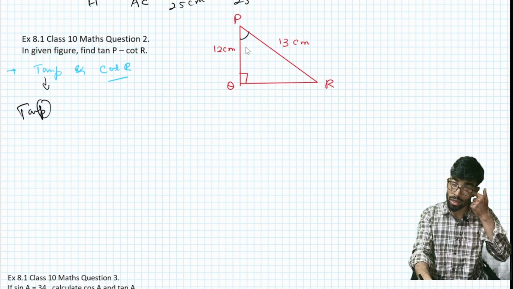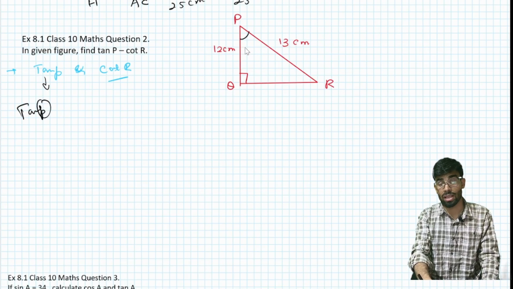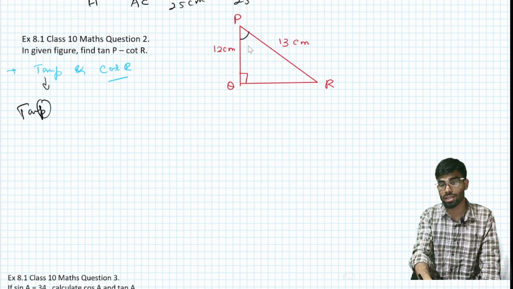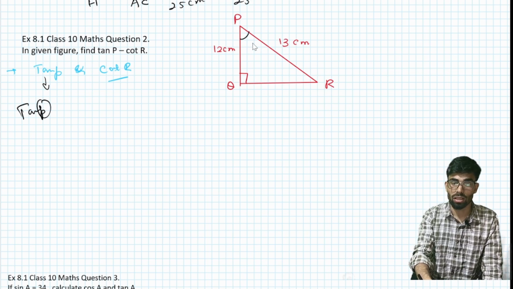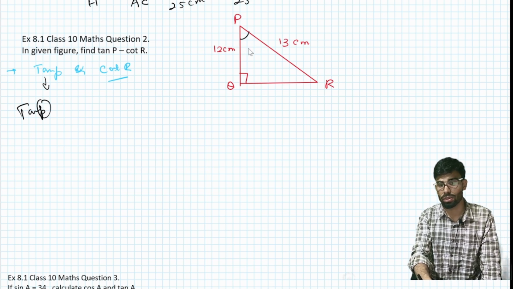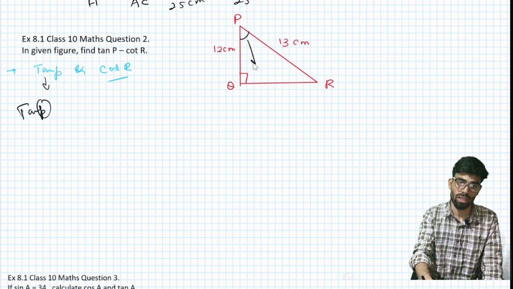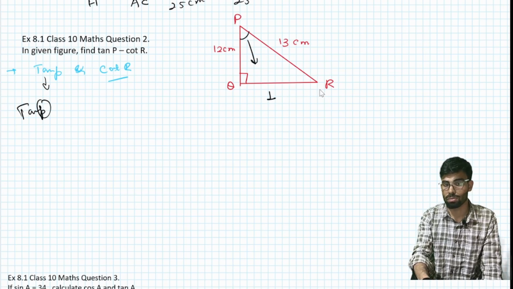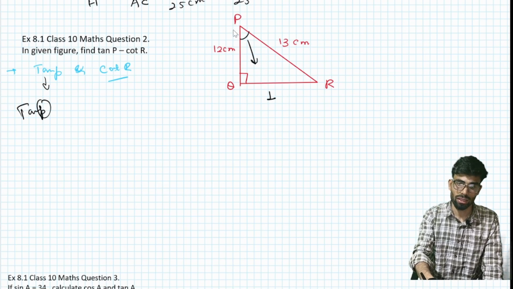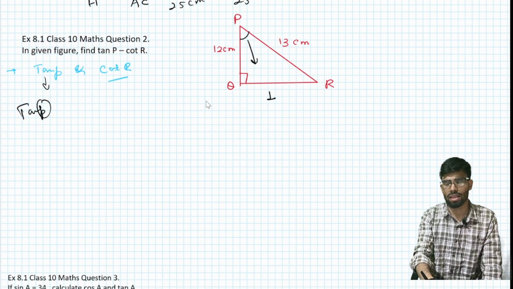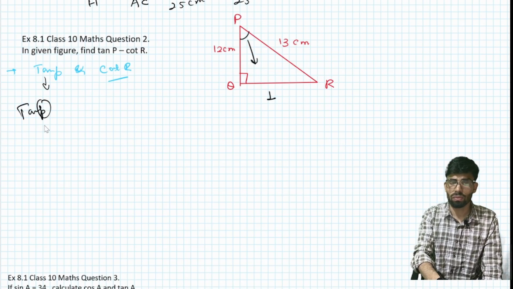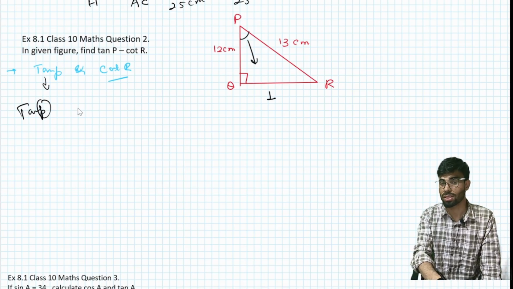It is very important, as it tells us which side is perpendicular and which side is base. The opposite of this angle of interest is perpendicular. That means QR will be perpendicular, and this side will be base when we have angle of interest P.